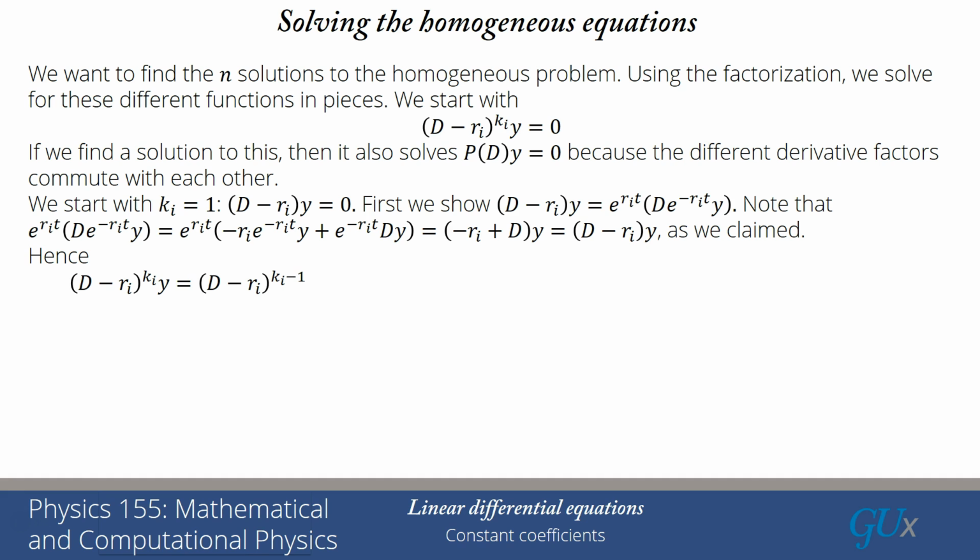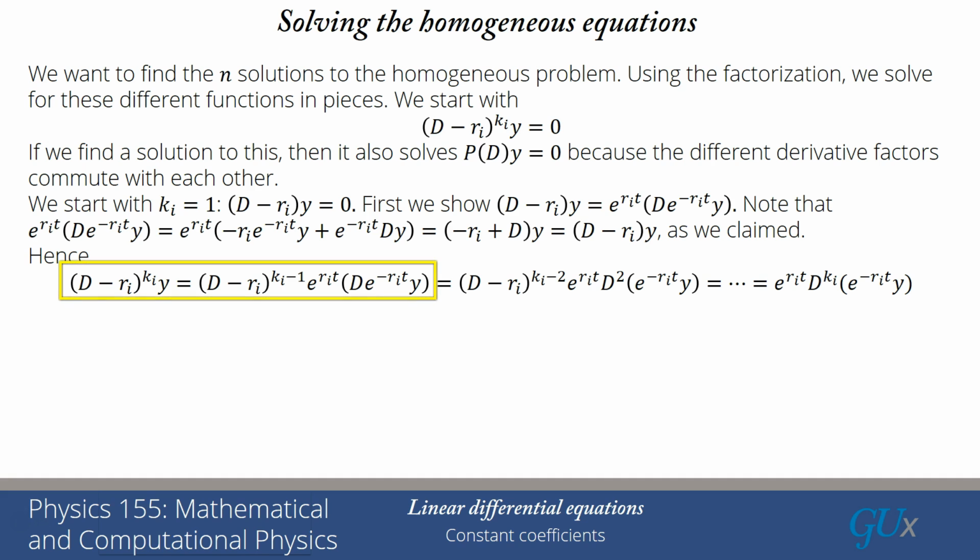Well, if we have the equation (D minus r_i)^{k_i} acting on y, we're going to use that identity one after another until we've exhausted it to the end. So we already know we can replace one of the factors D minus r_i acting on y by e^{r_i t} D e^{-r_i t} acting on y. But now I can think of that object to the right of those k_i minus 1 derivatives as being some new function y bar. And then I can just use this identity acting on the y bar.